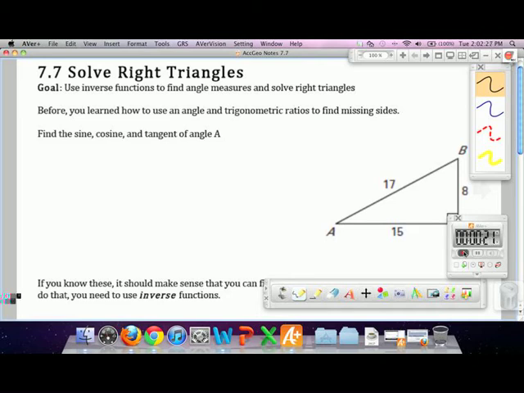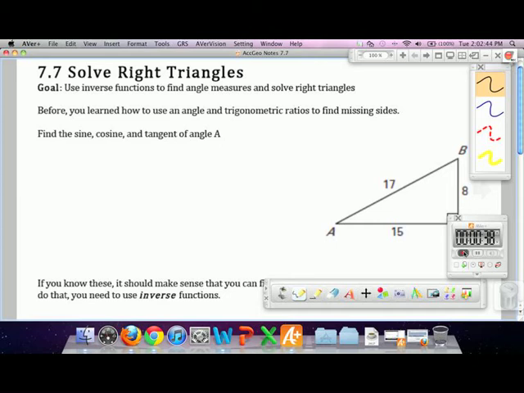So we're going to start here by kind of a quick review, and then once we know something about the side lengths, we're going to hopefully be able to work backwards with these trig functions and come up with, say, angle measures if we know the side lengths.